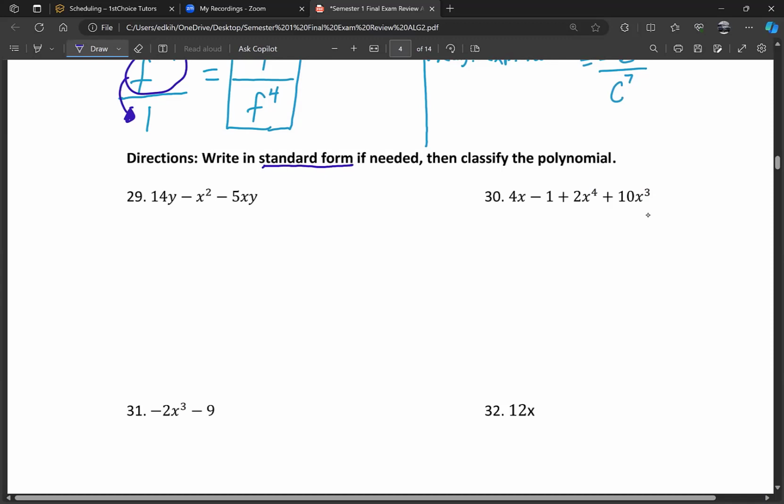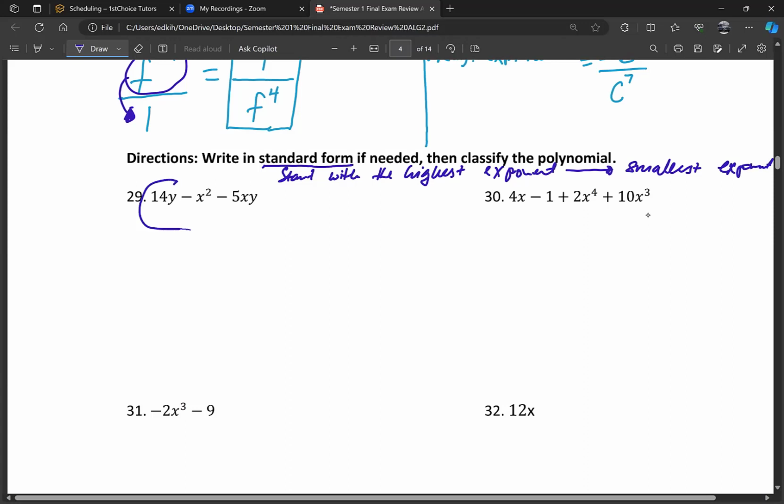Okay. The next section is asking you to write equations in standard form. Now, what does that mean? Standard form means you have to start with the highest exponent. Write those numbers first. And then you go down to the smallest exponent, or lowest exponent.